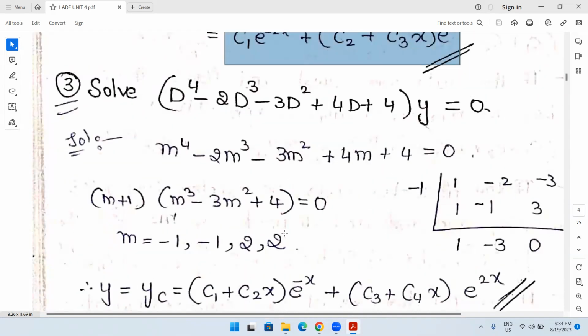Okay, that's the second problem. We have seen two problems in two cases. Okay, let's move to the third problem.